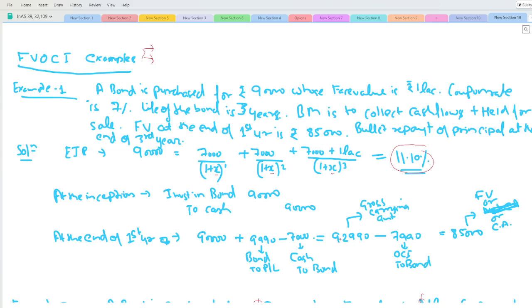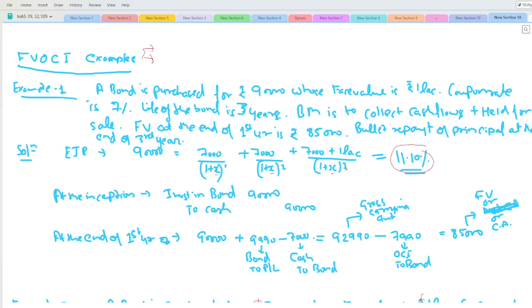So normally, in the amortized cost amortization table, you prepare only till here. Okay, so now here this is the thing. Because this is the FVOCI, from here you also need to take care of the fair value, whatever the fair value is there.